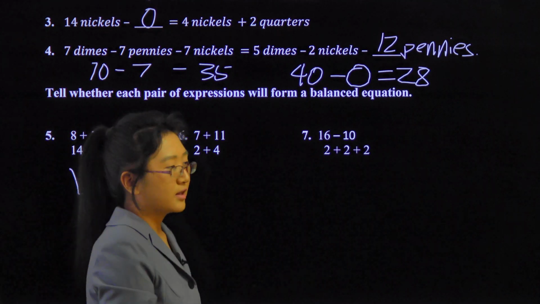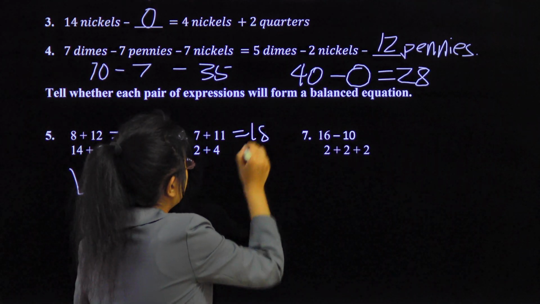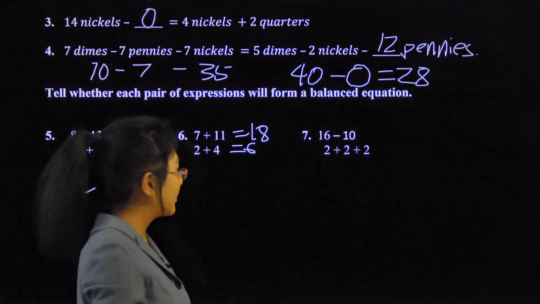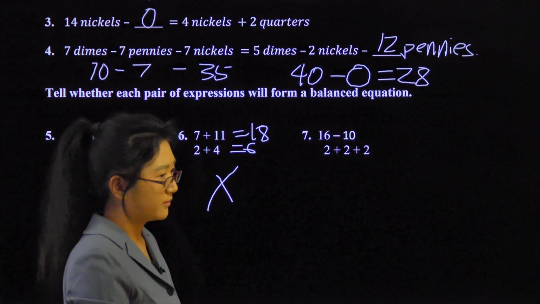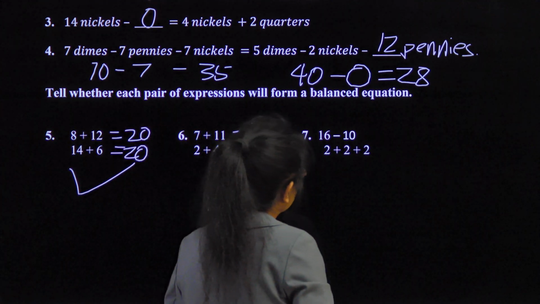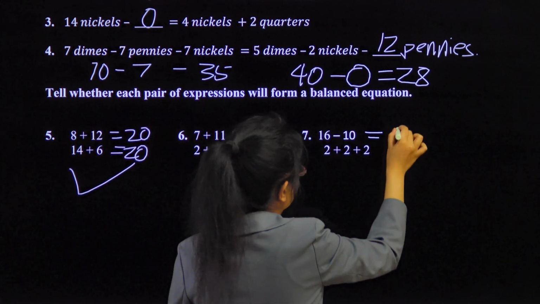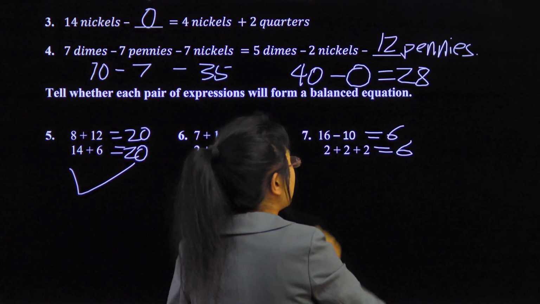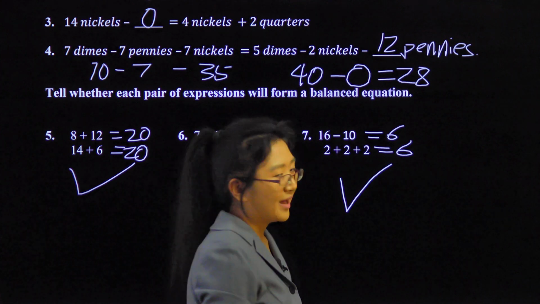7 plus 11 is equal to 18. 2 plus 4 is equal to 6. It is pretty obvious that this will not form a balanced equation. 16 minus 10 is equal to 6. 2 plus 2 plus 2 is also equal to 6. Therefore, it will form a balanced equation.